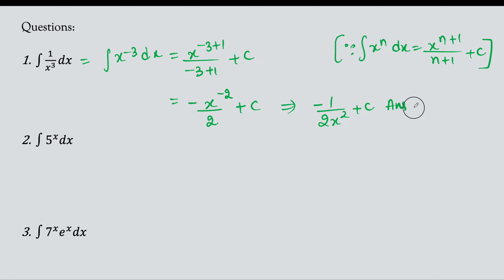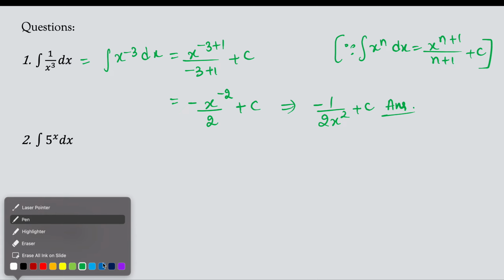I hope it must be clear. I think it must be easy. If there is any single doubt which is left, you can please write in the comment box.